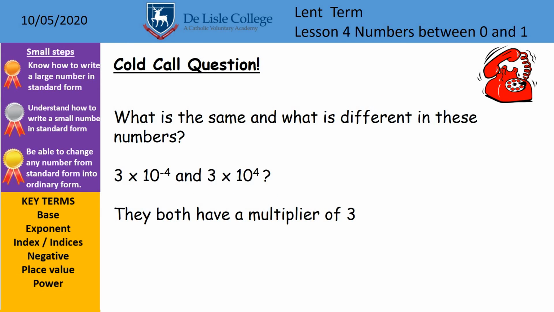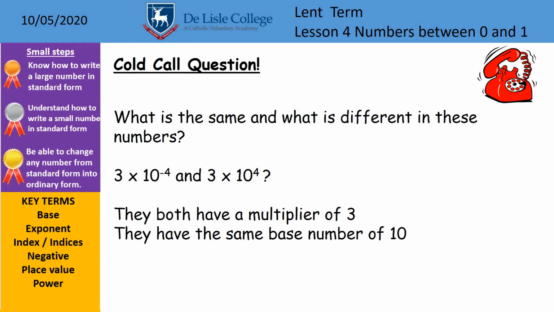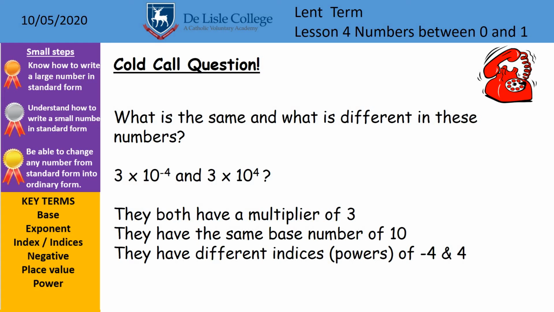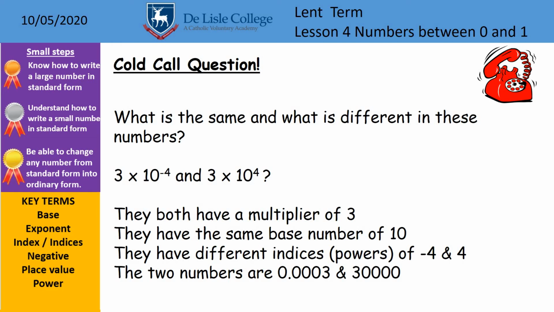Okay, so what's the same? They've both got a multiplier of 3. They've both got the same base number of 10. If you look on the left hand side, our key terms, the base number is the number that's raised to a certain power. But they have different indices or powers of minus 4 and 4. Indices, of course, is the plural of the word index, if you look at the key terms on the left. And they're of different size. So the first number is 0.0003 and the second one is 30,000.